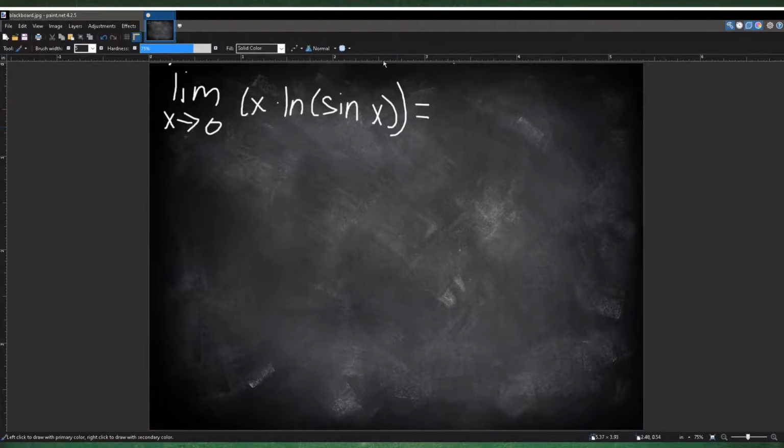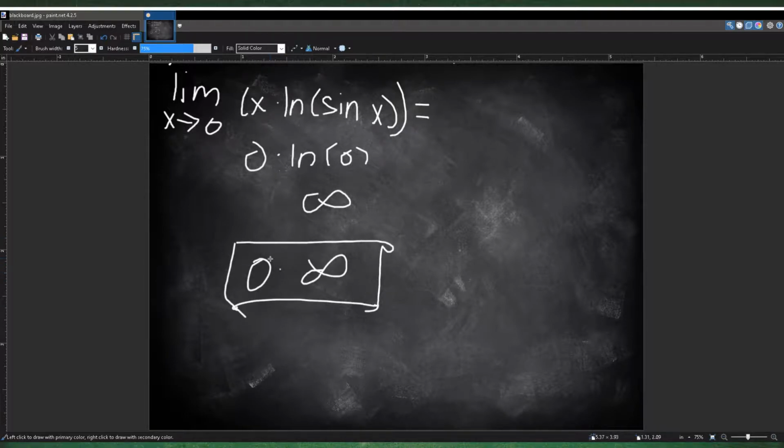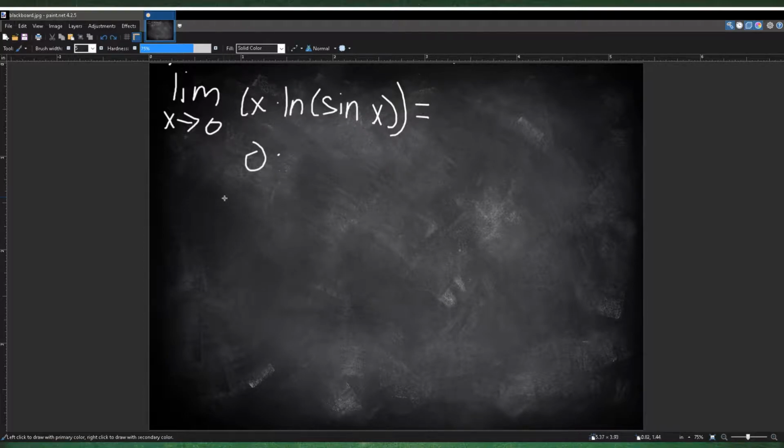So using this idea, is this an indeterminate? Well, x is 0, and sine of 0 is 0, right? And then if sine of 0 is 0, then basically it's just ln of 0. So what's ln of 0? ln of 0 is infinity, right? So 0 times infinity, that is an indeterminate form, right? So since this is another indeterminate form, all we have to do is use L'Hôpital's Rule.